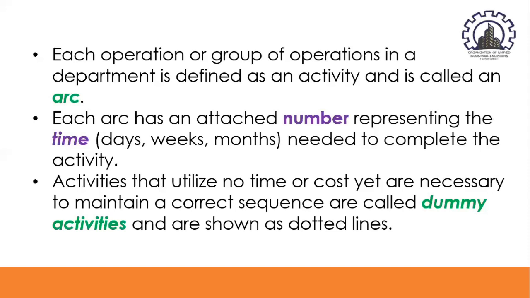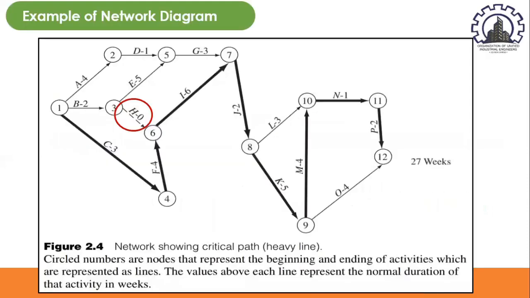Now, in order for us to better understand PERT charting and how it looks like, let me give you an example. Okay, now this is an example of a network diagram. As you can see, activity H in figure 2.4 is an example of a dummy activity as it is represented by dotted lines, as you can see in the one encircled with red, and this activity utilizes no time or cost, yet is necessary to maintain a correct sequence. Like I said earlier, dummy activities do not have what we call duration.